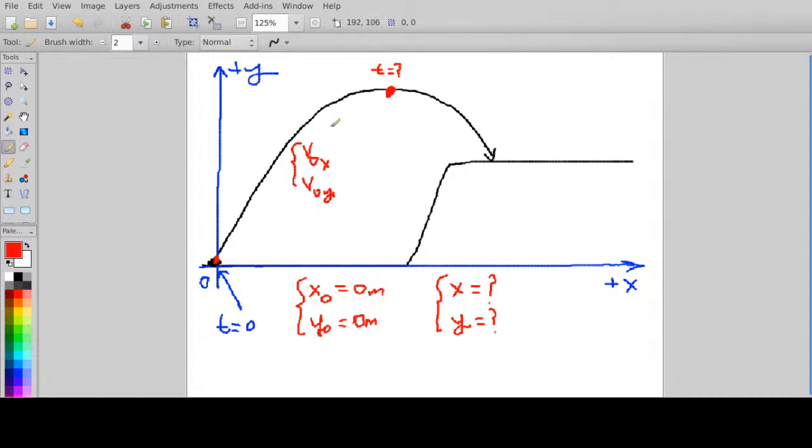Okay, but if you read the problem, and I'll reread it for you right now, I say I toss a ball with a velocity of 25 meters per second at an angle of 60 degrees above the horizon. So a velocity of 25 meters per second and 60 degrees. That's polar information. But that's not what you want. You want the Cartesian information. And so you have to convert from the polar to the Cartesian.